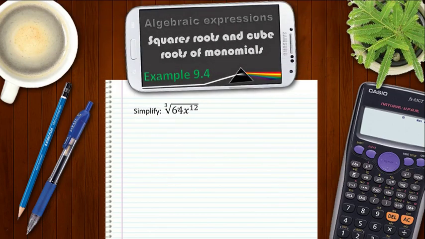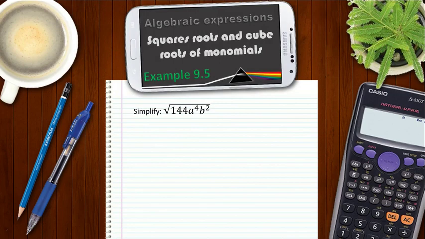Okay, now for this example, once again, it's just going to be square root of 3. So this is 4 cubed x to the power of 12. So divide 3 by 3, get 1. So that's just 4. 12 divided by 3 is 4.